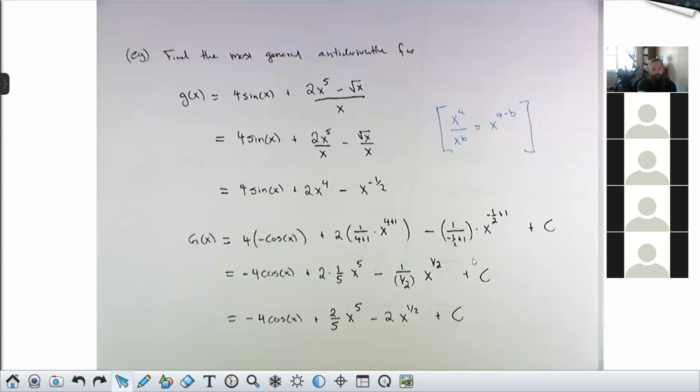Questions on this guy? Did you get the 2 at the end, where you just like flip that fraction, kind of? Yep, exactly. If you divide 1 by 1/2, that's the same as multiplying 1 by 2 over 1. Okay. Other questions on this guy?